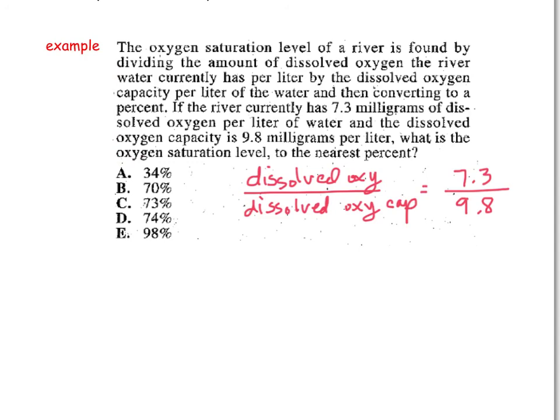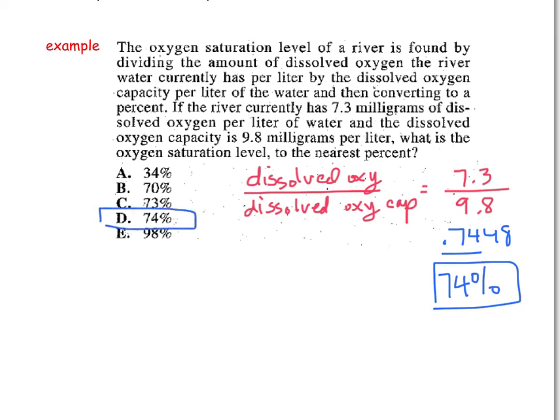I don't have to do anything more than divide 7.3 by 9.8, which gives me 0.745, or 0.7448 if you want to be more technical. Let's just write that because that's going to be the answer here. So 0.7448. So now it's like, what to the nearest percent? Well, if I round this to the nearest percent, it would just be 74%. So the oxygen saturation level is at 74%. And again, this problem is very convoluted. It's a lot of words, but really it told you what to do. So watch out for problems that are going to tell you what to do.